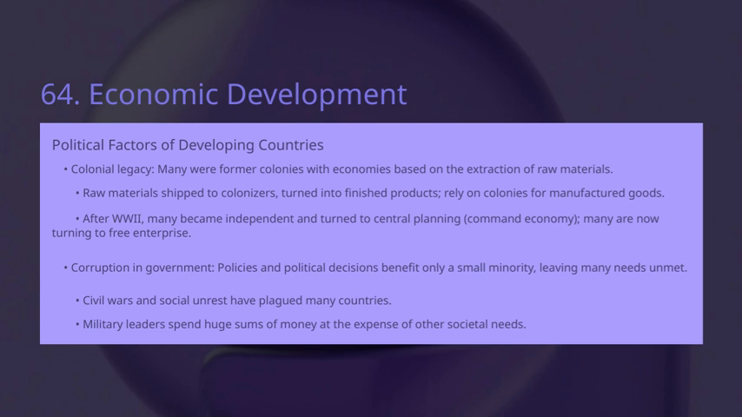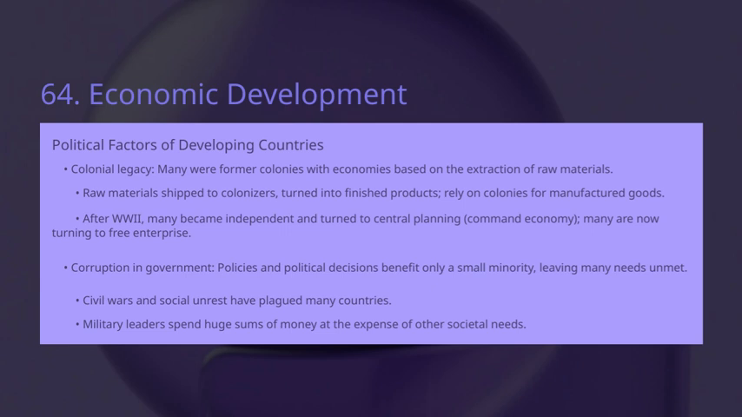After World War II, many nations gained independence and initially adopted central planning or command economies. But over time, many of these countries are now shifting towards free enterprise systems, recognizing the benefits of market-driven growth. Historically, colonial powers shipped raw materials from these countries to their home countries, where they were turned into finished products. These nations became reliant on colonies for manufactured goods, which limited their ability to develop diverse, self-sufficient economies.